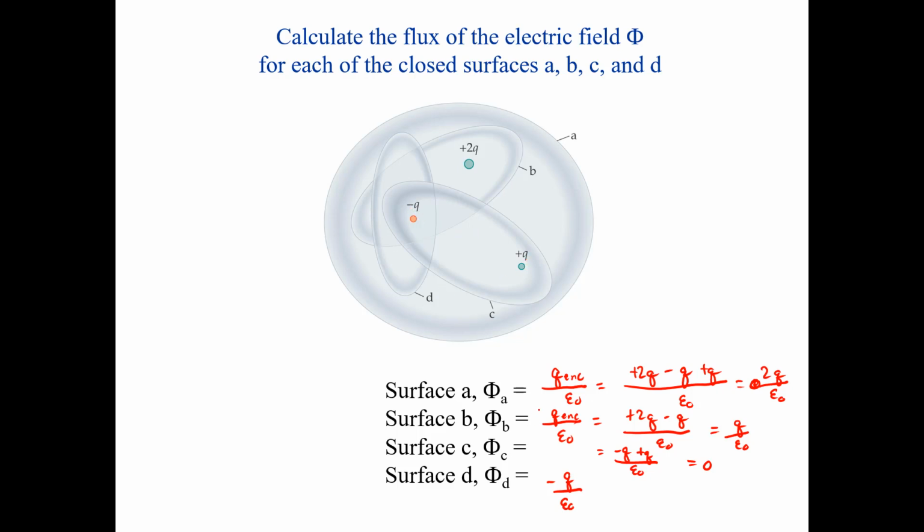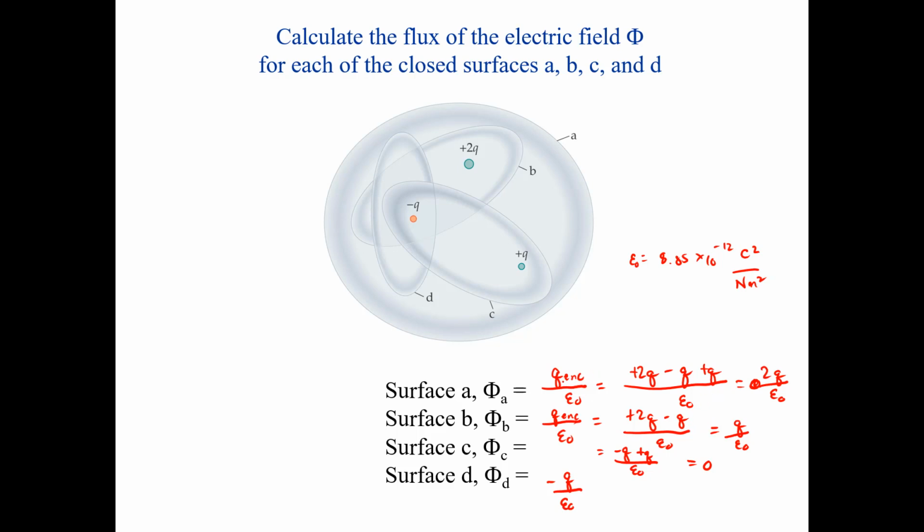Okay, so since we are to find the flux, and we know that it is just equal to Q enclosed over epsilon naught, then we just have to account the total charge that is enclosed by the surface. Okay, and then divide it by epsilon naught, which is a constant equal to 8.85 times 10 to the minus 12 coulomb squared per newton meter squared.